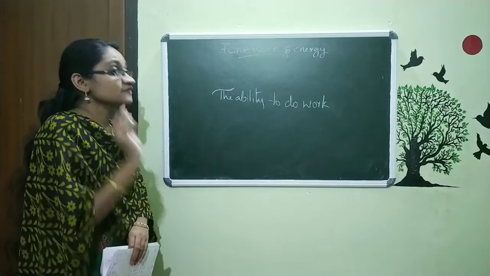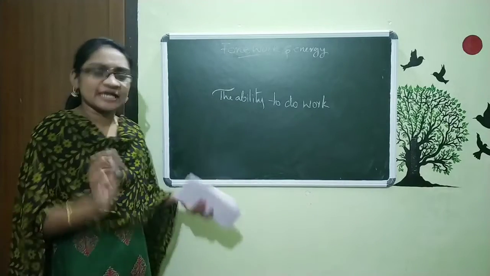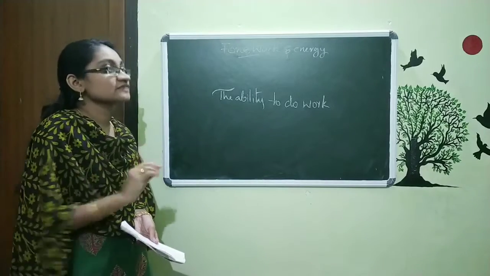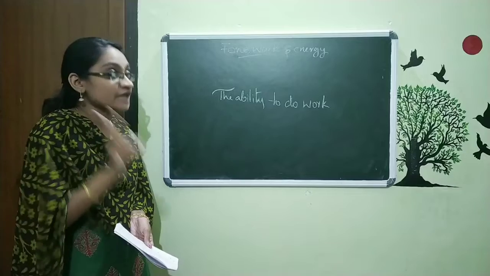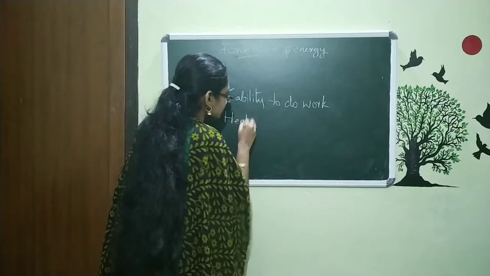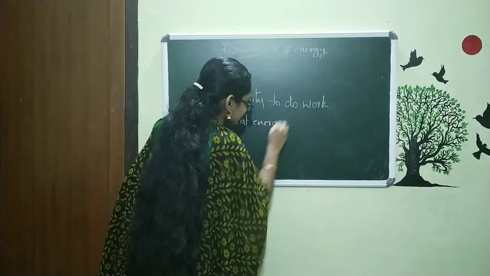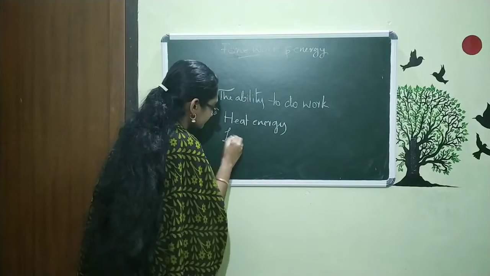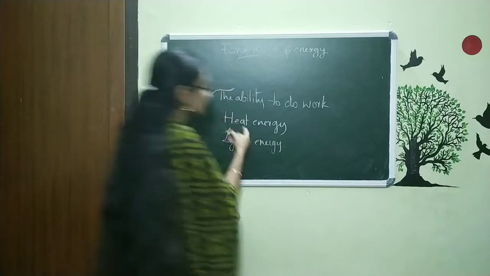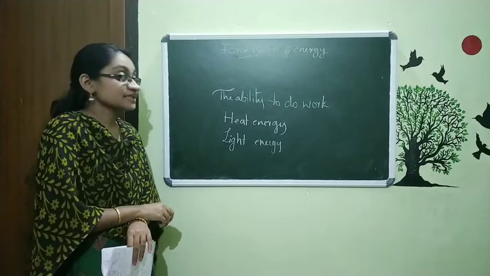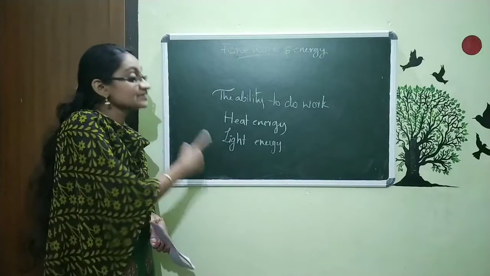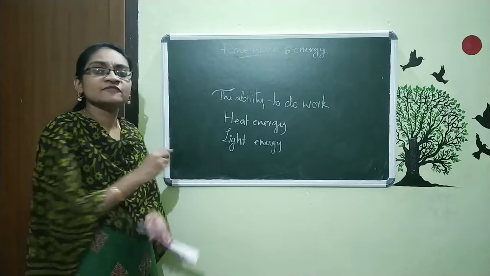And then we classified this energy into different types. That means there are different types of energy, and in the last class we studied two types of energy in detail. That is heat energy and also light energy. What is heat energy? The energy that we get from heat. That is heat energy. And light energy is the energy that we get from light.